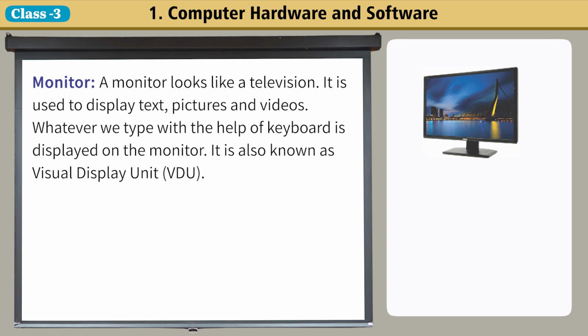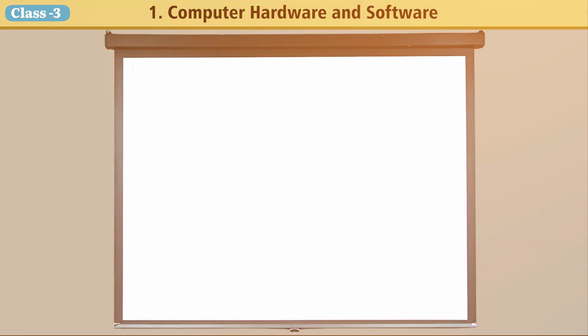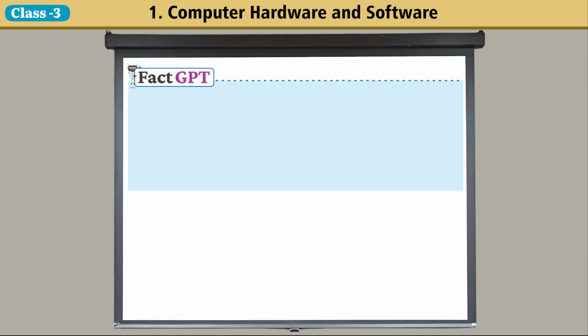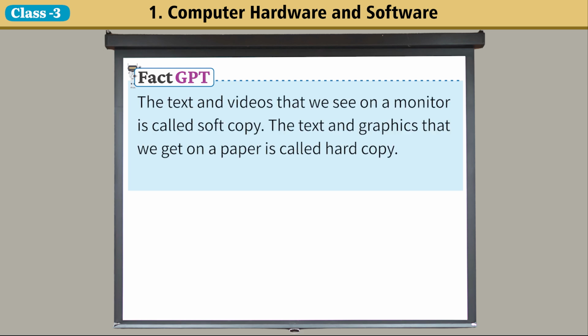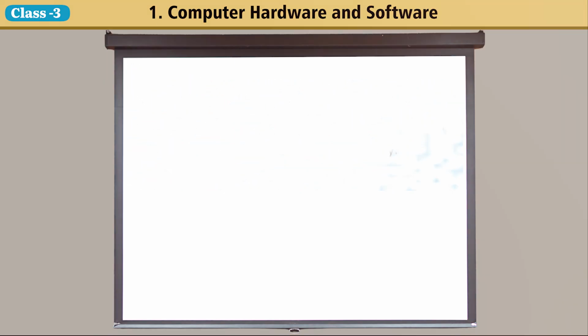Monitor. A monitor looks like a television. It is used to display text, pictures and videos. Whatever we type with the help of keyboard is displayed on the monitor. It is also known as Visual Display Unit. FACT-GPT. The text and videos that we see on a monitor is called soft copy. The text and graphics that we get on a paper is called hard copy.